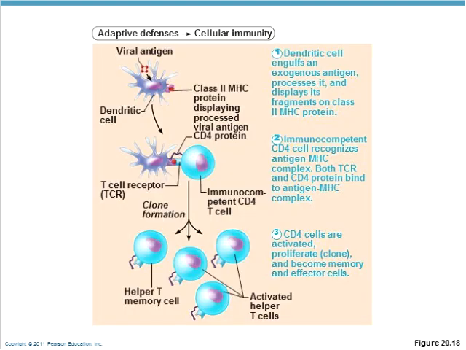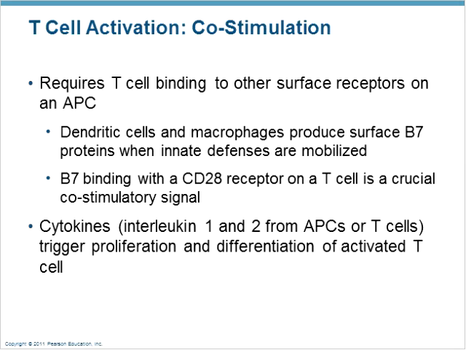And this takes you through that process where the dendritic cell engulfs an antigen, processes it, and displays its fragments in that class II protein we talked about. The immunocompetent CD4 cell recognizes that antigen and complex, and both the TCR and the CD4 protein bind to the antigen-MHC complex. The CD4 cells are now activated, proliferating clones, if you will, and become memory and effector cells. So you see you get a memory cell and all these other helper cells in this case, because it's a CD4. We talk about co-stimulation of T cell activation.